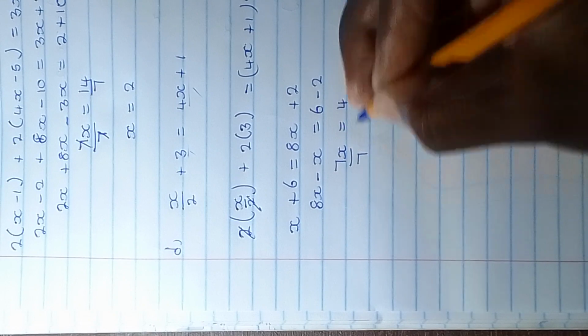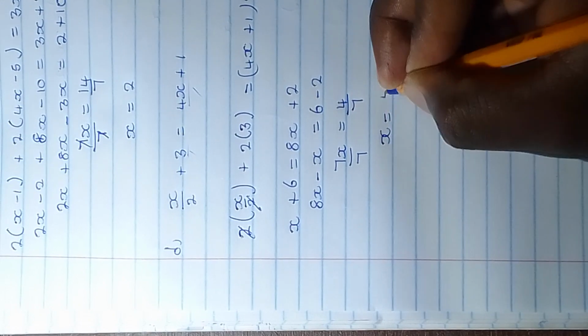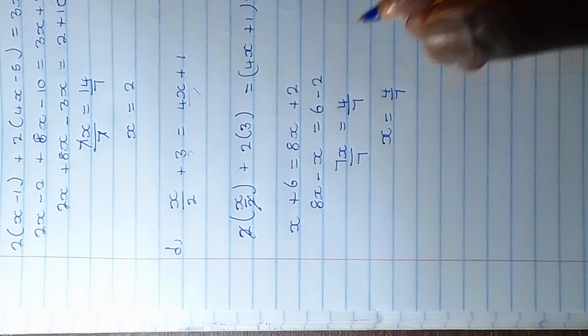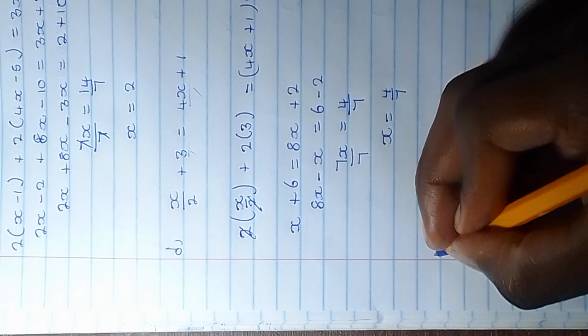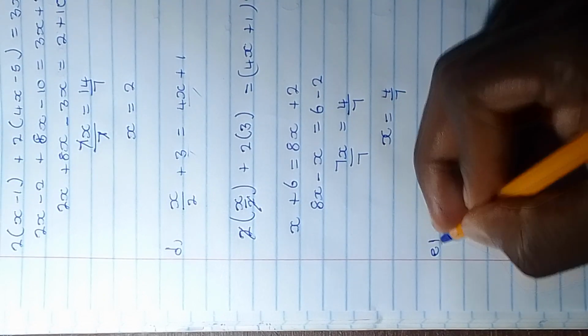4. Then divide the whole term by 7, to make x the subject of the formula. Then our answer becomes 4 over 7. Again, you can prove it. Then we move to our next equation with more fractions.